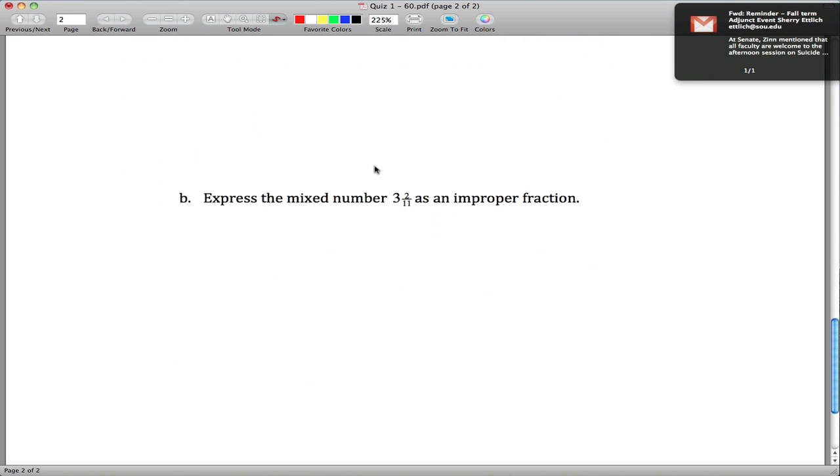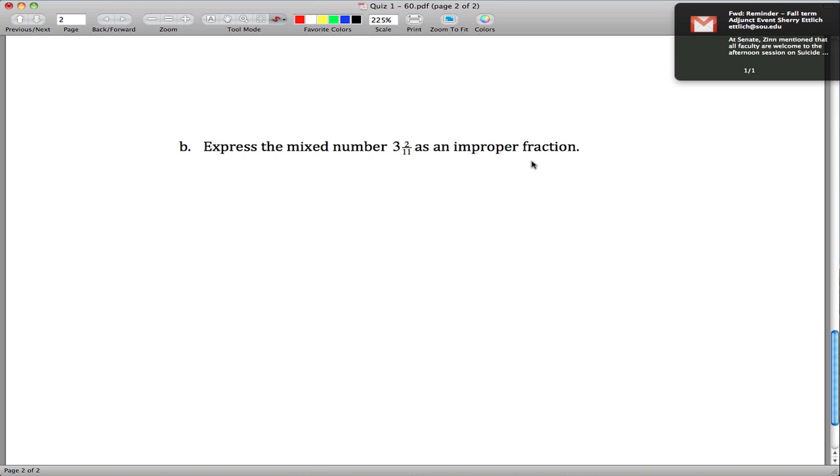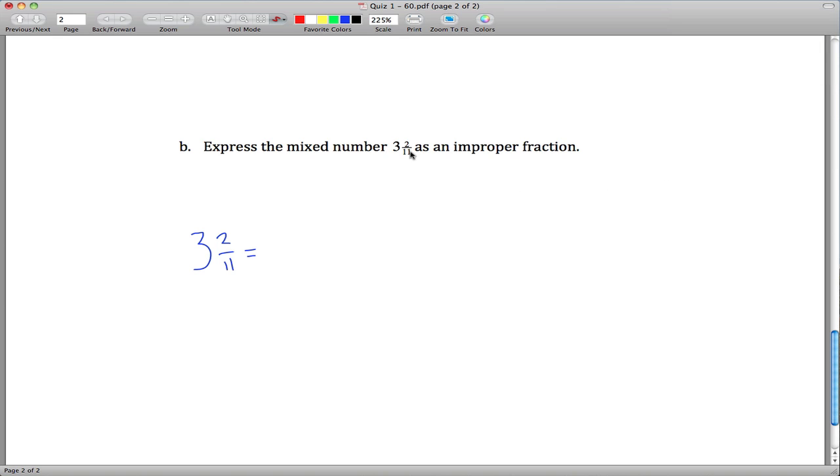And down in part B, it's kind of the same idea, except now we're given a mixed number, asked to write it as an improper fraction. So what we got, 3 and 2/11, and we want to write that as an improper fraction. Maybe over to the side here, you can think of the 3 as we have 11/11 3 times. So the 3 is the same as 33/11. But really, we have 3 and 2/11, so we have 33 plus 2 more.